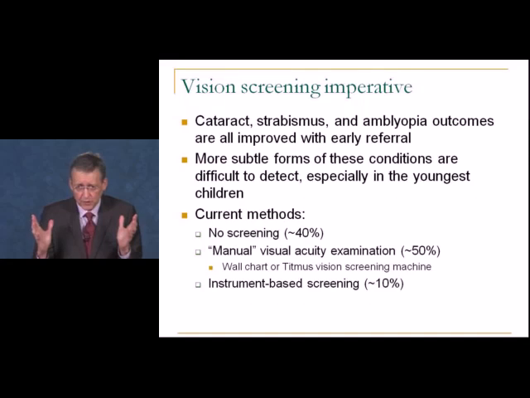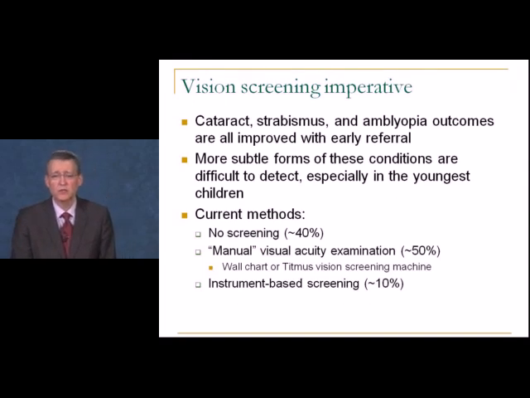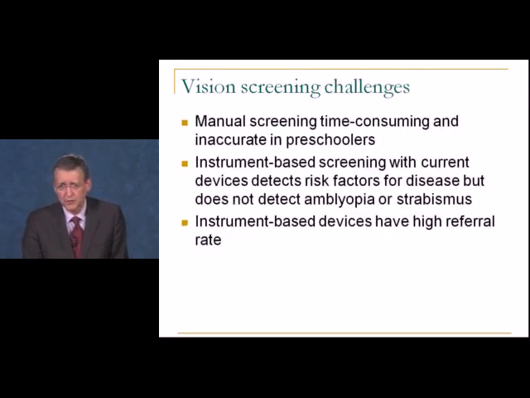And that's okay for verbal kids, but that, yeah, age 6, age 7, they're going to do it, but you're not going to get a 2 or 3-year-old to do very well on an eye chart, and that's when we really want them. So instrument-based vision screening has been coming along. That's only at about 10% adoption at this point. So, as I say, manual screening is difficult.